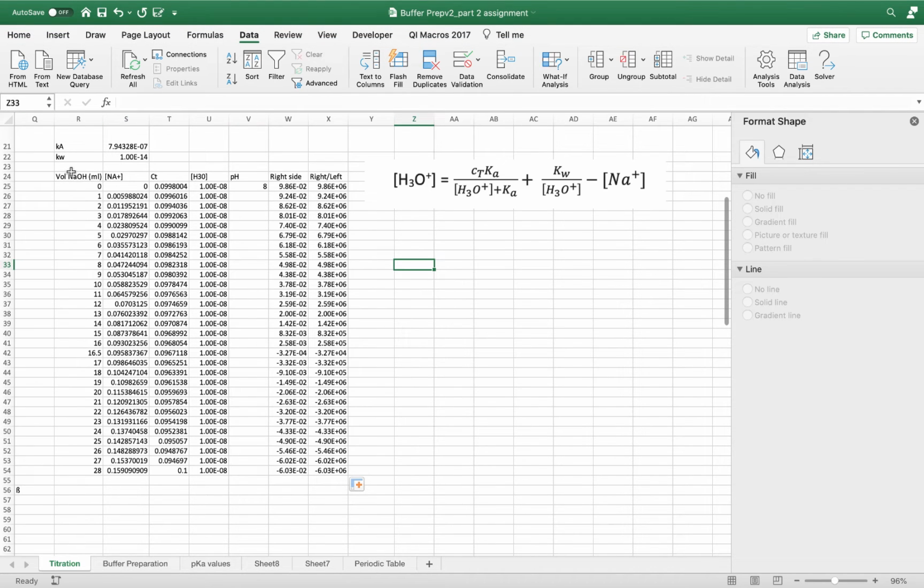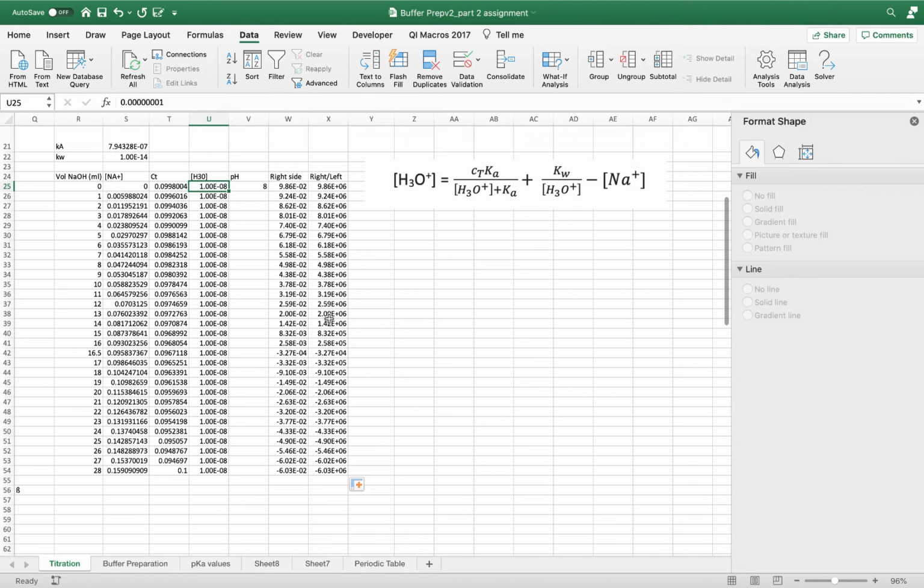You will be setting up a table where I copied over the volume of my NaOH added in milliliters. You will calculate the concentration of your sodium ions that you have in solution, your total concentration of your A species. So of your weak buffer HA, it's your HA plus your A minus.